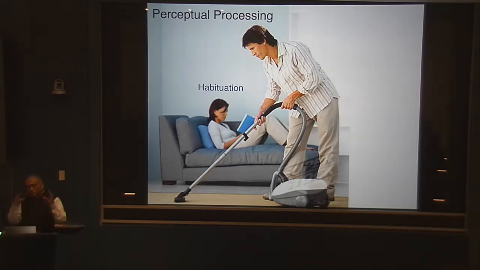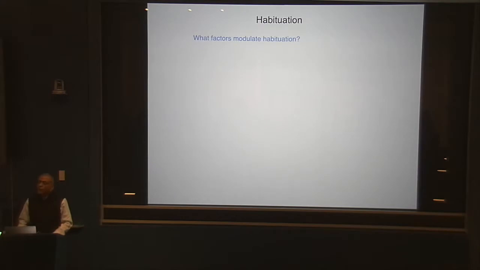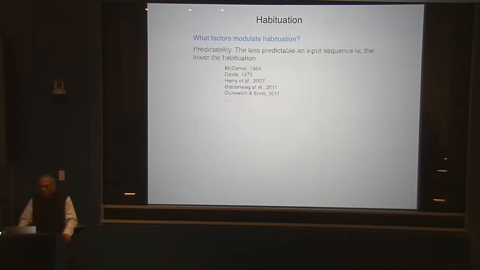After that initial annoyance, she has probably habituated to the sound of the vacuum cleaner. Habituation is a very well-known phenomenon, of course, both in behavior and in neural responses. Your response to a sustained stimulus declines steadily with time. Now, why are we interested in habituation? Because in thinking about the factors that modulate habituation, one of the big ones is predictability.